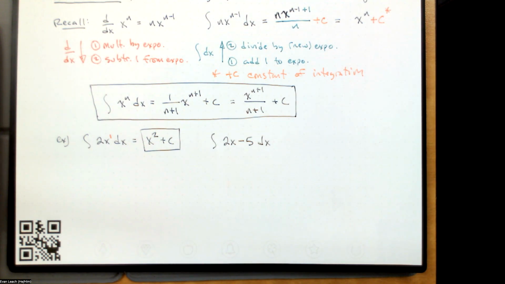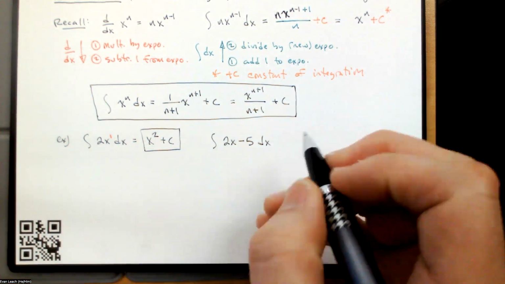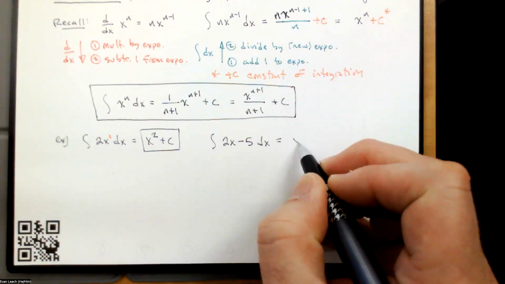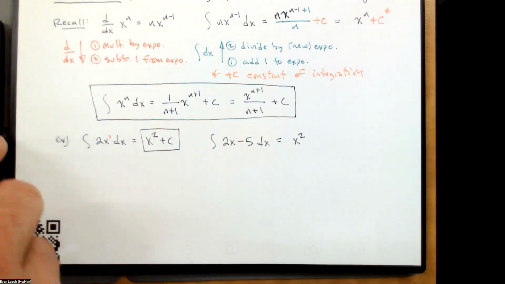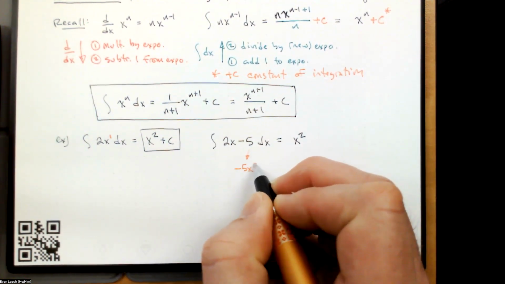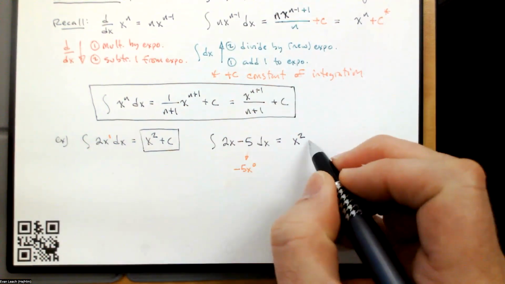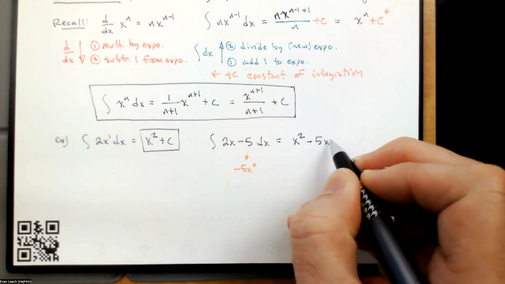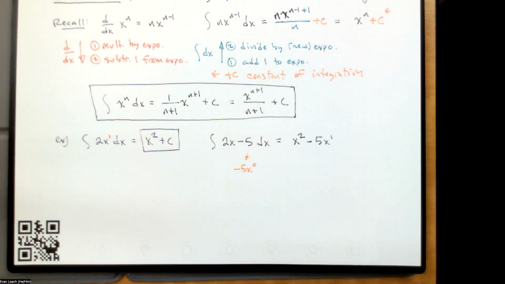If we take the 2x and we subtract 5 from it, we have 2 terms. When we take derivatives, we take them a term at a time. So when we do antiderivatives, we also do them a term at a time. The integral of the 2x part is x squared. The negative 5 we're going to read as minus 5x to the 0. So when we add 1 to the exponent, we get minus 5x to the 1. And then we divide by the new exponent of 1, which just leaves it minus 5. And then we put plus c.